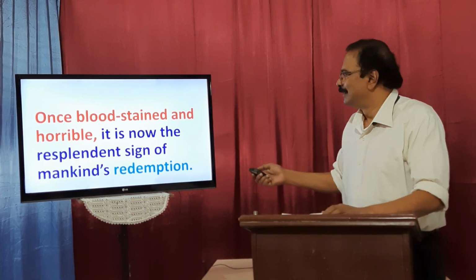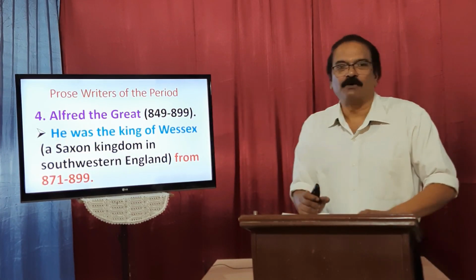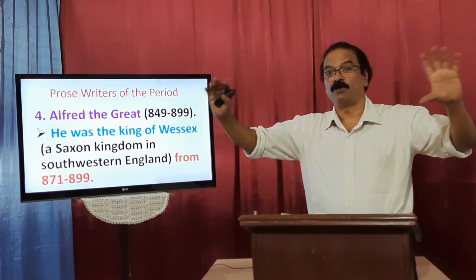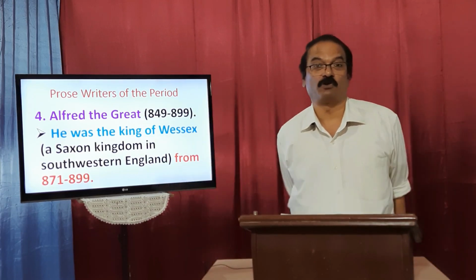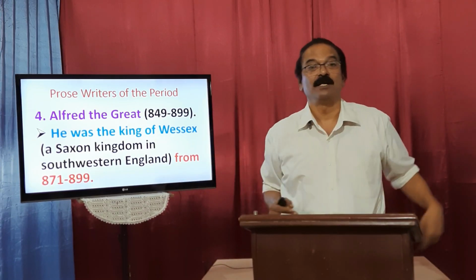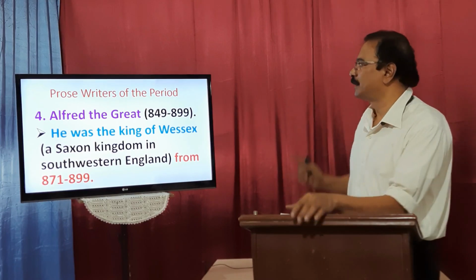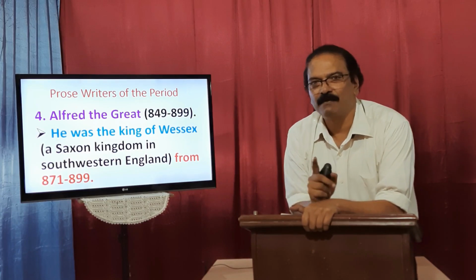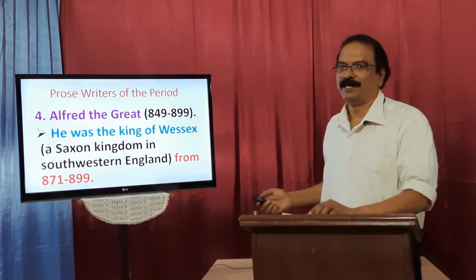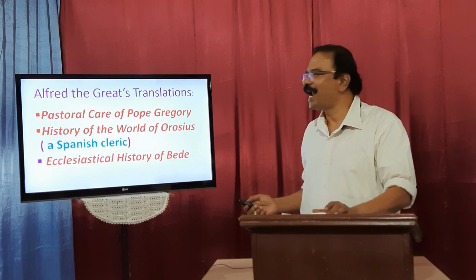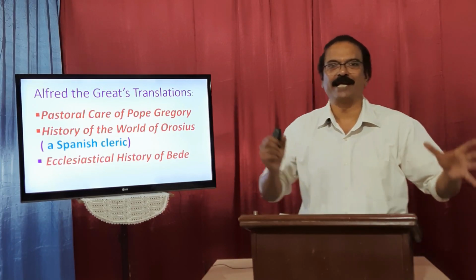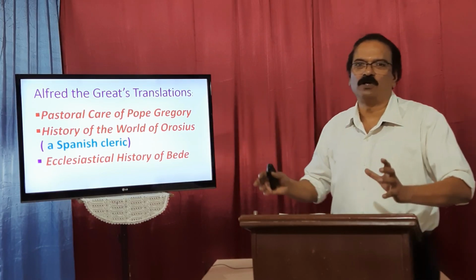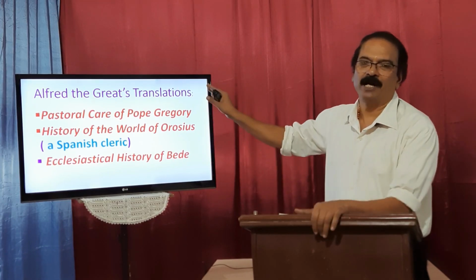Okay. Next one, prose writers of the period. One, Alfred the Great. Alfred the Great was a great prose writer of the Anglo-Saxon or Old English period. Remember that? He was the king of Wessex from 871 to 899. King of Wessex. And Wessex was the most predominant kingdom at that time. Alfred the Great's translations. Most of the works are translations. Very quickly, let us look at it.